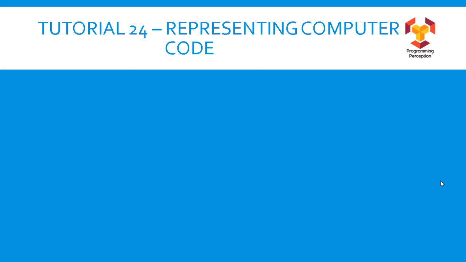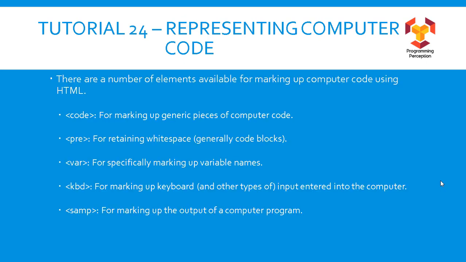So friends, in our previous two tutorials, we have discussed a few formatting elements with the help of which we can format some real life text. Now in this tutorial, we are going to talk about a few elements which are basically used to represent code and its output on the HTML page in the same format as it appears in an integrated development environment, or any IDE. There are a number of elements available for marking up computer code using HTML, like I have listed below. Code is used to represent a generic piece of computer code.